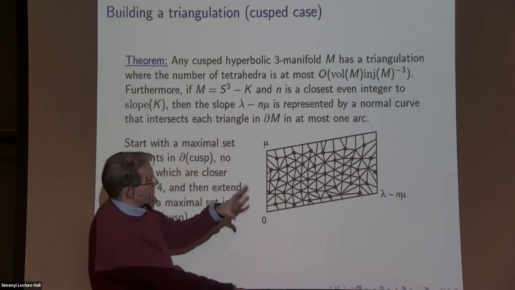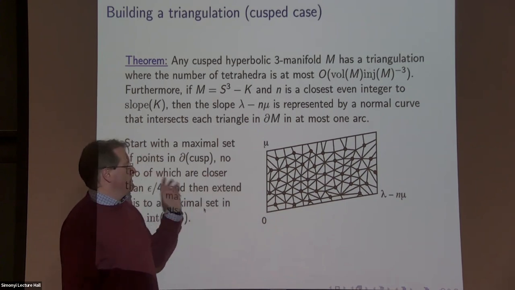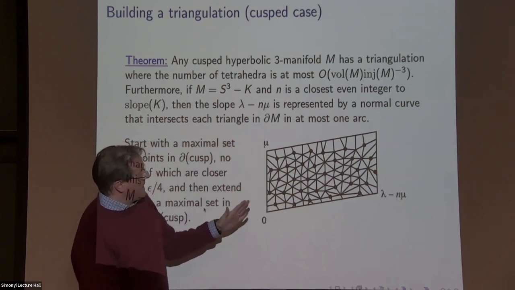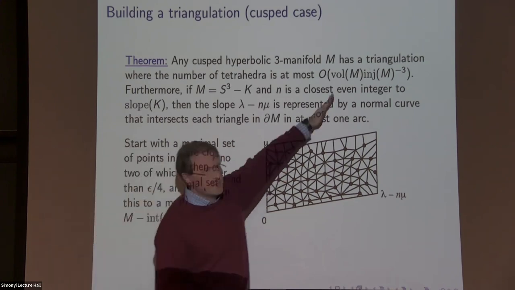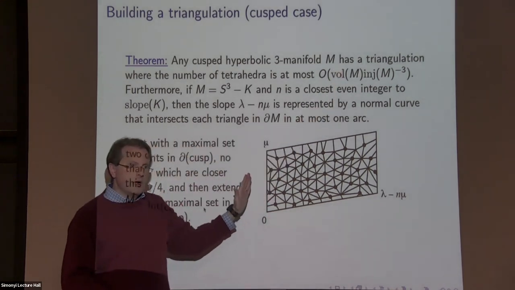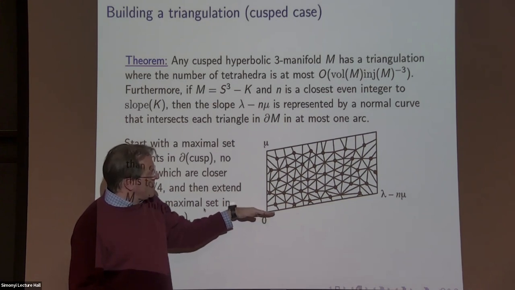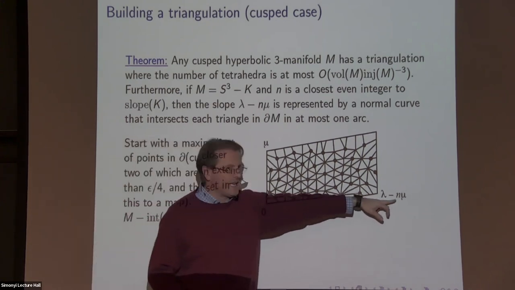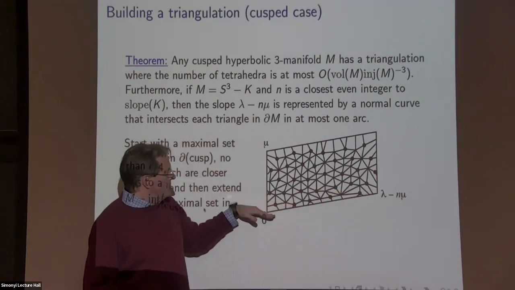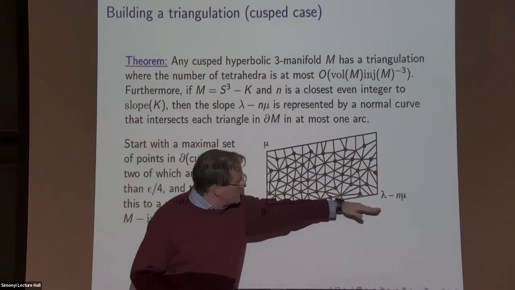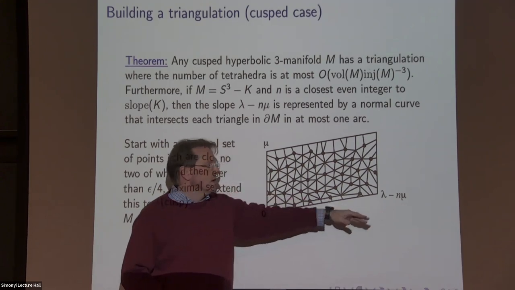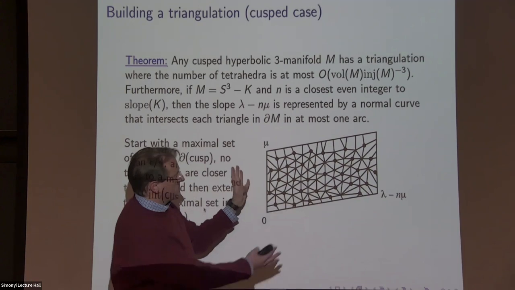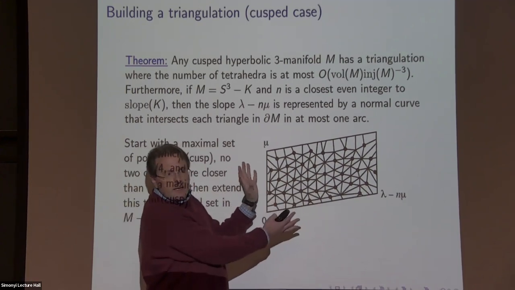So what I've done is I've changed the picture here. Just for my own benefit, I like to think of mu as vertical, and lambda is then going off in some direction. We don't know what. But lambda minus n mu is going roughly in the perpendicular direction. If n had been exactly the slope, then that would have been going off exactly in the right angle direction. But n is actually just a closest even integer to the slope, so this is nearly a right rectangular parallelogram.